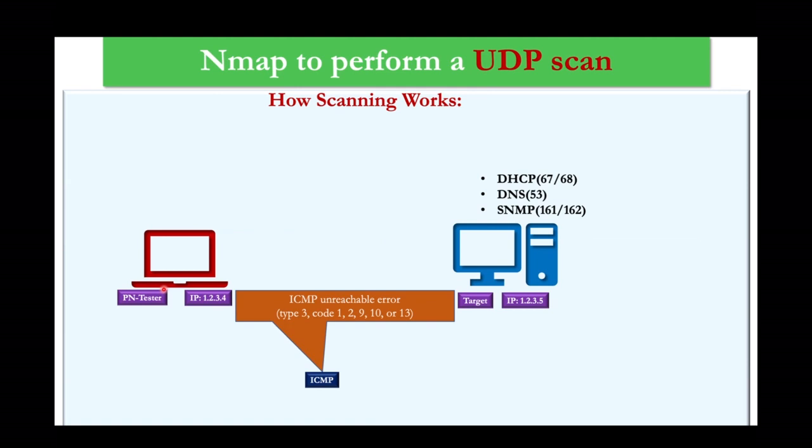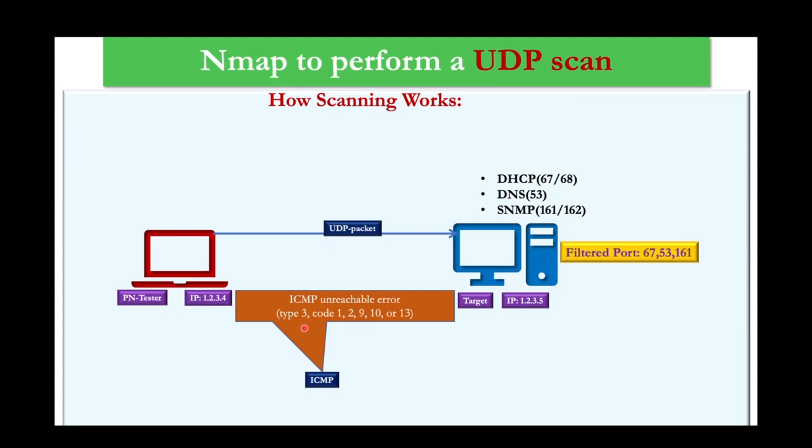In the other case, if the pen tester sends a UDP packet and the ports are filtered, the pen tester will get a response like an ICMP unreachable error consisting of code 1, 2, 9, 10, or 13. That is the interesting part here.